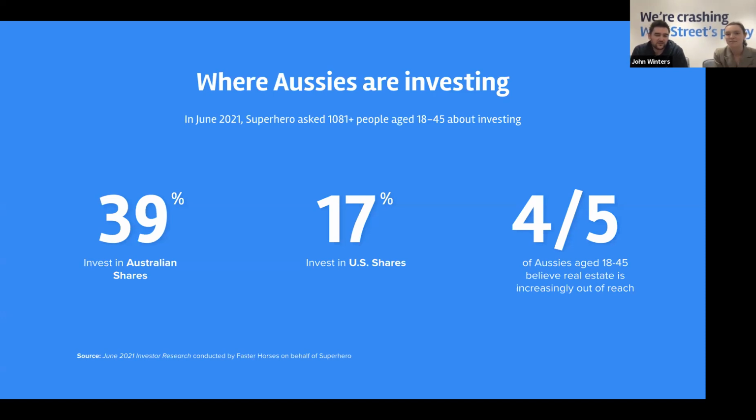Yeah, sure. So some fascinating research that we did. I might start with the last point and then work backwards. It's like reading from the bottom to the top. End of the book first, get to the punchline. Exactly. But it was really interesting to see that over 80%, 4 in 5 Aussies under 45 think property is more and more out of reach. And it's tough to get into the property market.